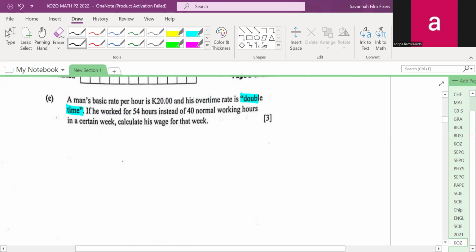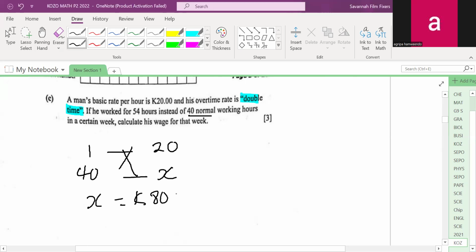So we first have to know how much is made in a normal 40-hour work week, right? So we say 1 hour is equal to 20 kwacha. He's worked normal, like 40 hours. So we're going to say 40 hours will be equal to how much is he going to make? So if we cross multiply, we're going to get 800 kwacha. So if he works 40 hours, he's going to make 800 kwacha in that week.